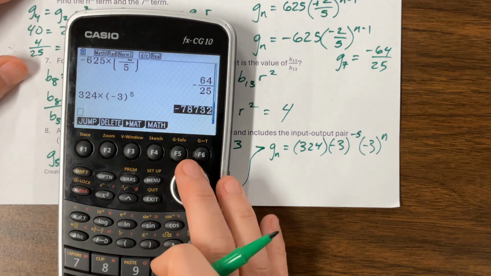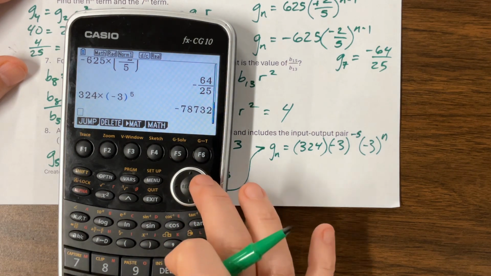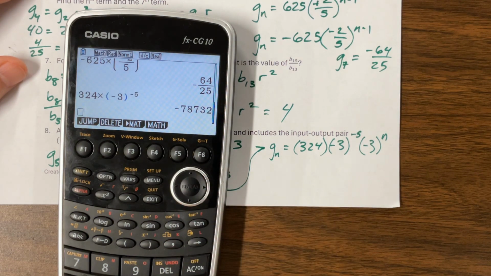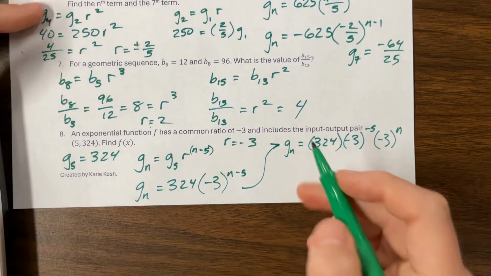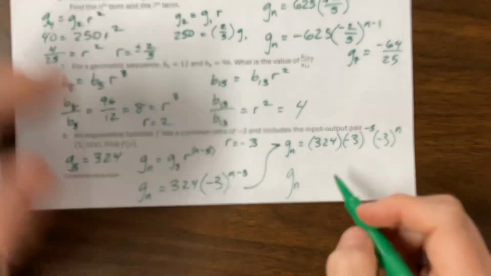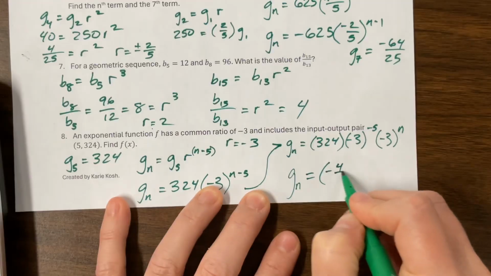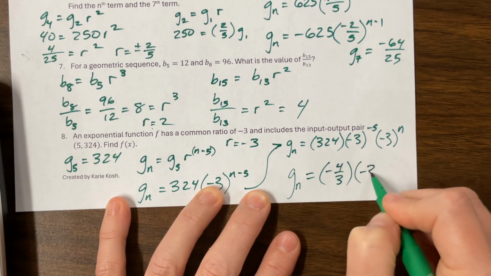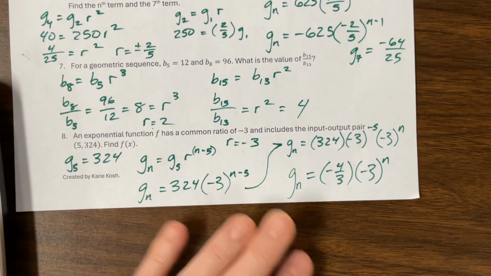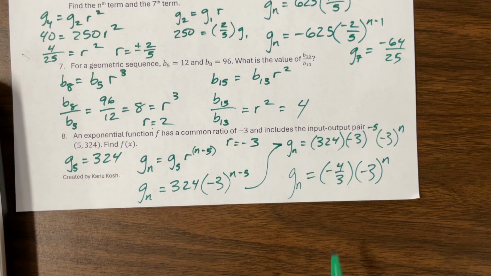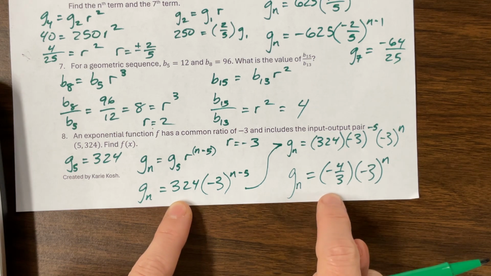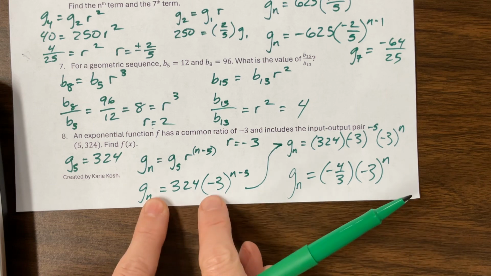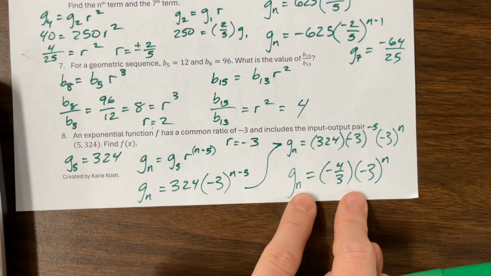I lied. That is not right. To the -5th power. Did you catch my mistake before I did? Good job. Okay, I'm looking at this. Oh, okay, that's a -4/3. So this becomes g sub n is equal to -4/3, I don't need the parentheses, but I wrote them, times -3 to the n. And that's another version. This will show up in the multiple choice. If they don't have this, then clean it up and get to this in the multiple choice.